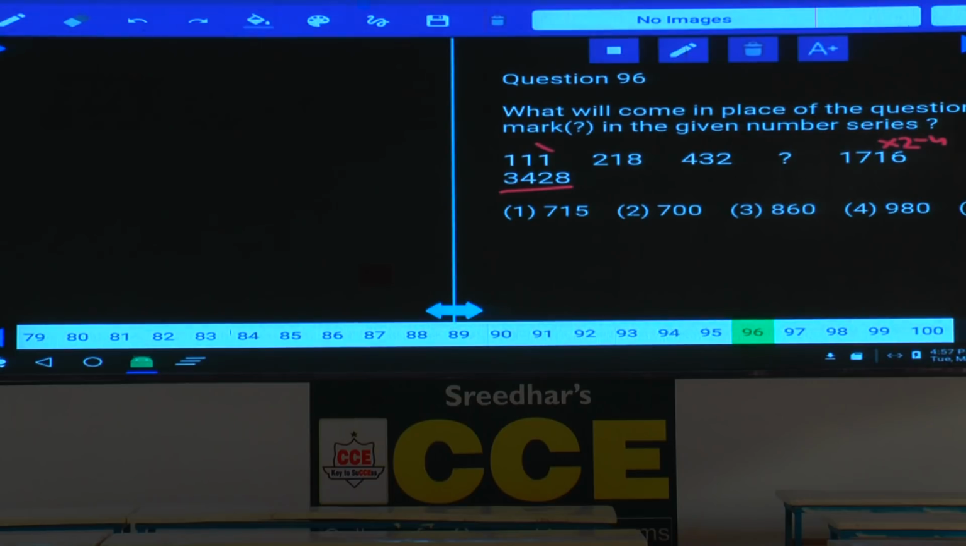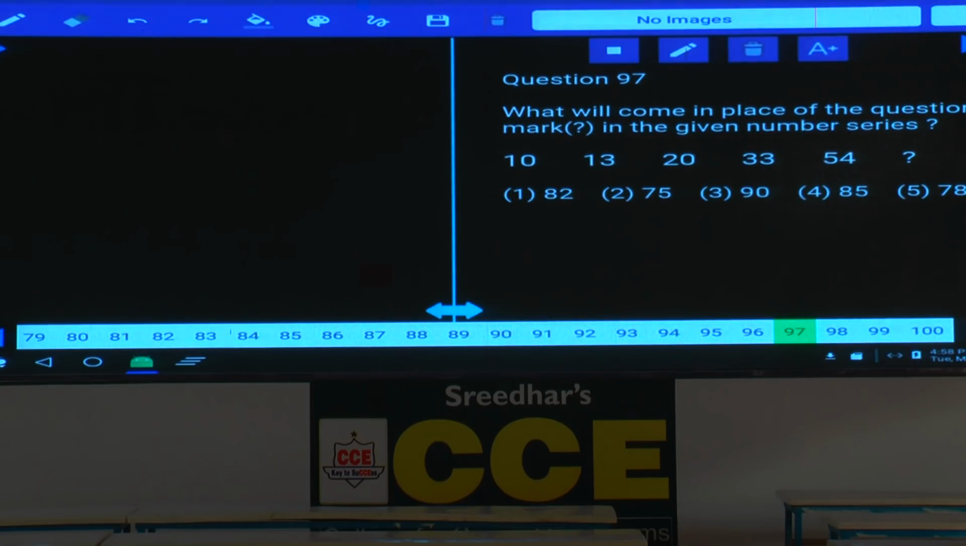Then again check here, 111 into 2 is how much? 222, minus 4 will be 218. 218 into 2, 436 minus 4 is 432. 432 into 2 is 864, minus 4, that will be 860. Sorry, I said 660 earlier, but 860 is the answer, that is choice 3. Into 2 minus 4, into 2 minus 4, into 2 minus 4. Choice 3, question 96.